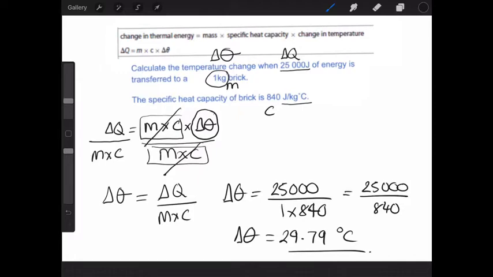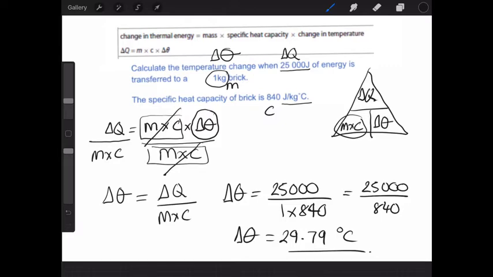If you really want to, you could turn this equation into a triangle, but you have to lump together, like I did when I was cancelling out, the mass times the specific heat capacity here. So if I was making a triangle for this, I would have to have my change of energy at the top, and have that divided by the mass times specific heat capacity in this corner, and the change of temperature in this corner.